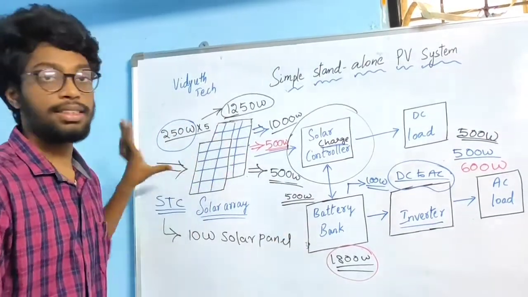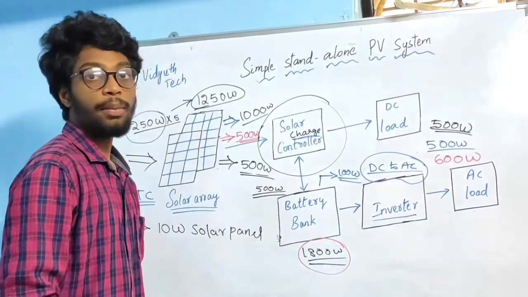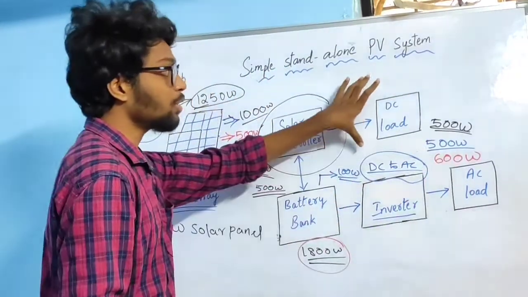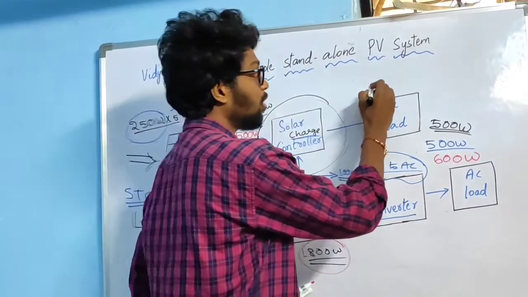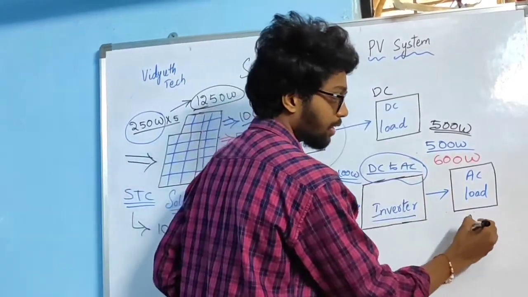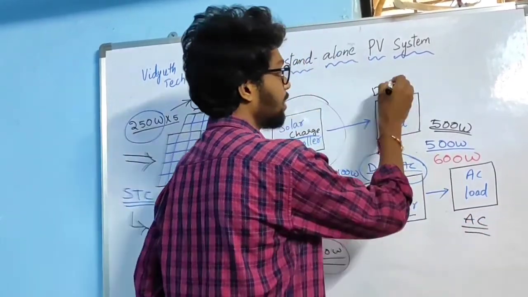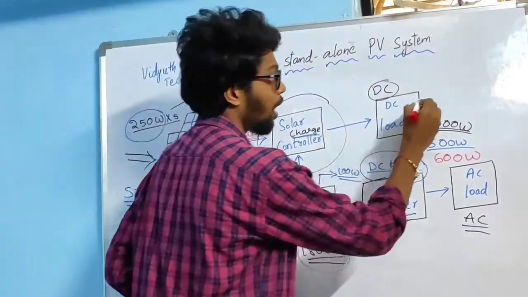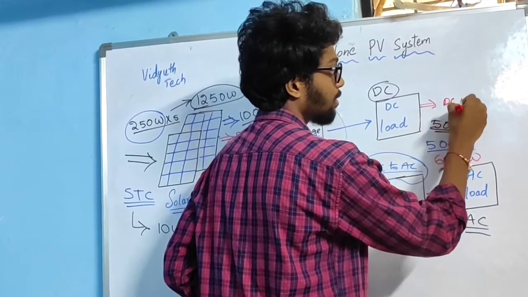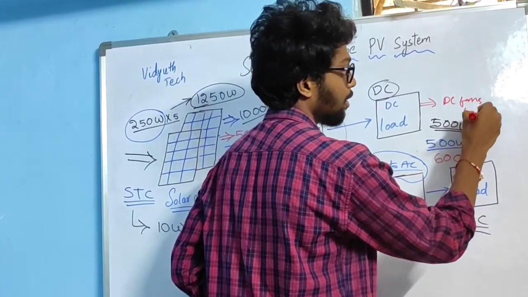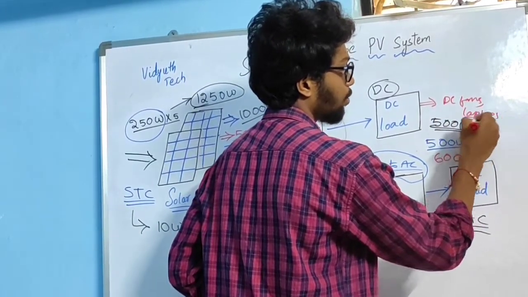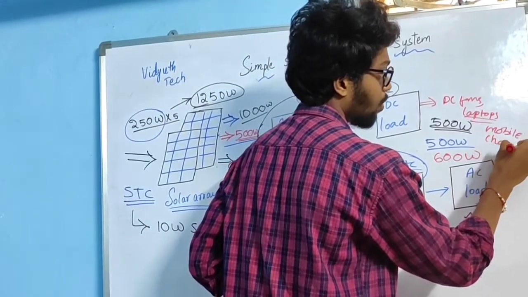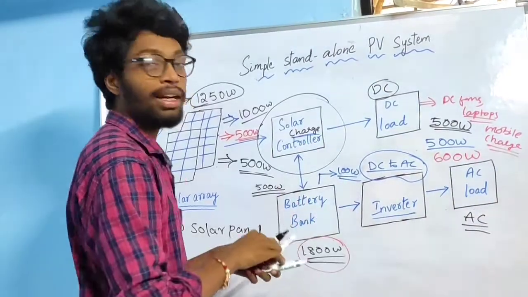That is 3 cases. Coming to here you can see DC load and AC load. DC load means which works on the DC, whereas AC load means which works on the AC supply, alternating current, whereas DC is direct current. Friends, for example, if you have DC fans, laptops, mobile charging, you are going to require less voltage, right?